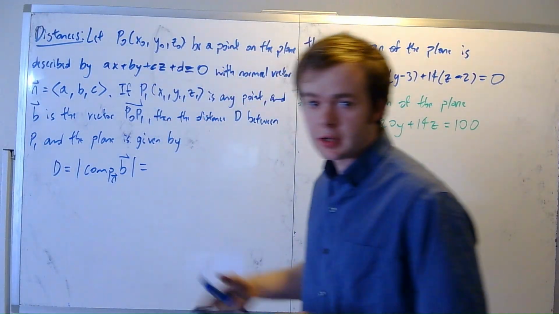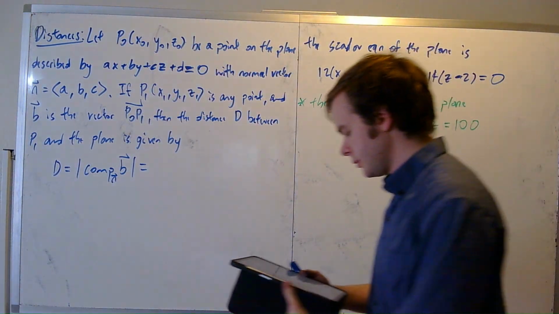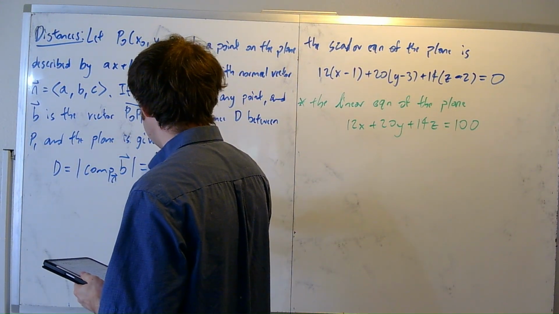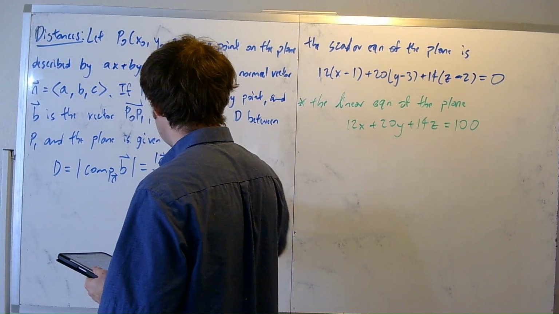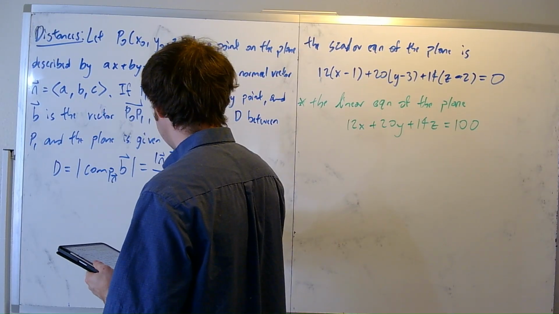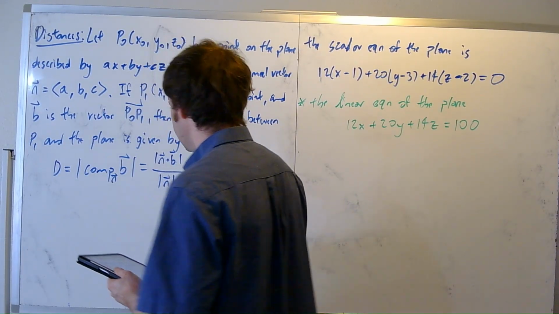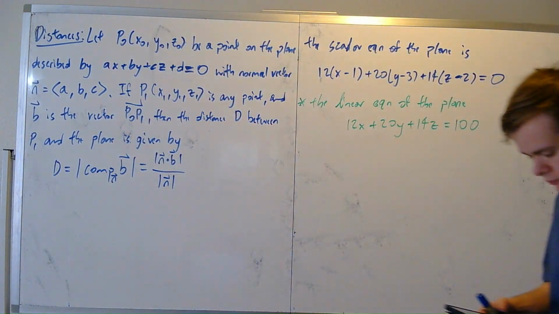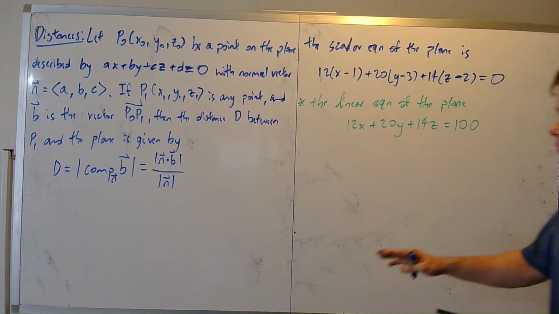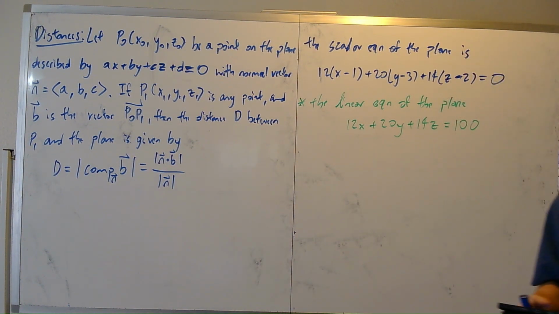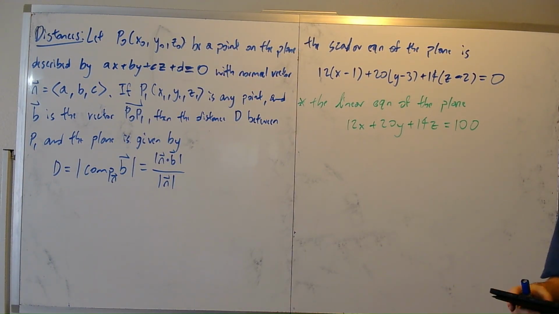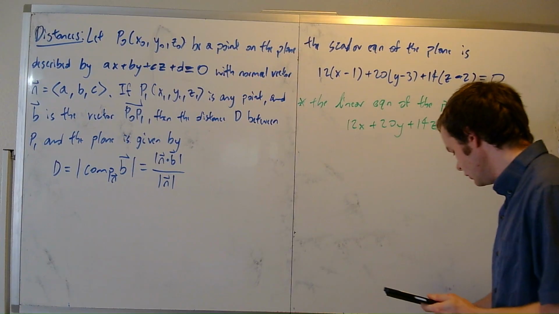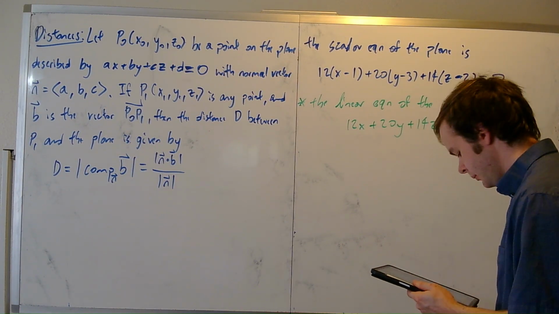And remember, we actually had a formula for this, and our formula is going to be the size of n dot B over the size of n. Okay. So we actually have a formula just exactly to figure out the distance between the point and its closest neighbor on the plane. And we're going to use this to derive another formula.